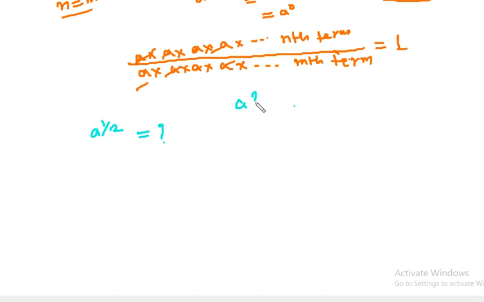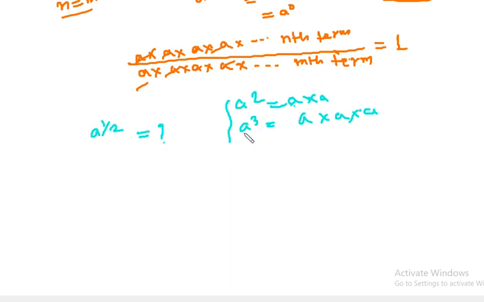Even though a square means a into a, a written 2 times with a multiplication operation in between, and a cube means a written 3 times with multiplication in between, then what is a to the power half? What will be multiplied by what? Is there any such meaning for a to the power half?